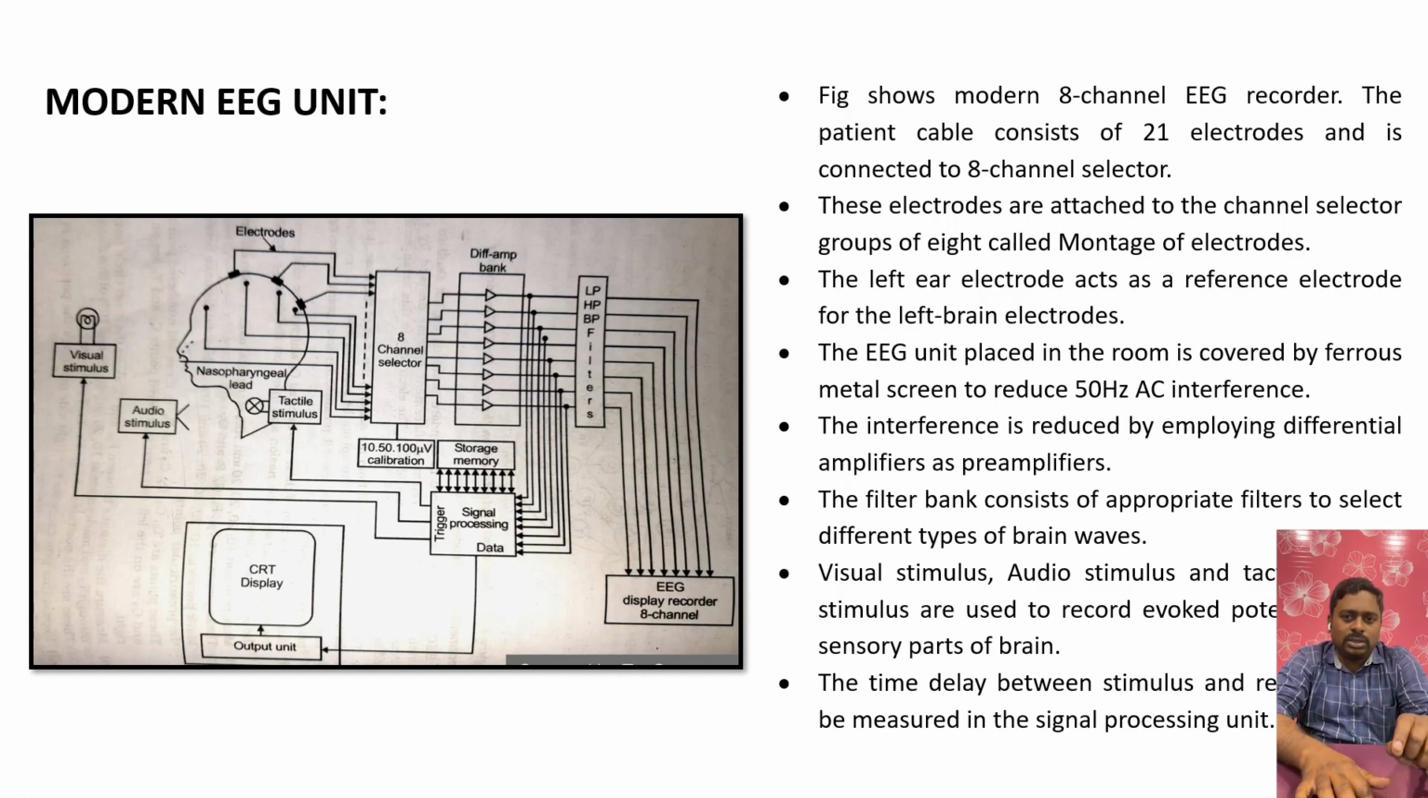The EEG unit is placed in a room covered with a ferrous metal screen to reduce the 50 Hz AC alternating current interference. This interference is also reduced by employing differential amplifiers as preamplifiers. The filter bank consists of appropriate filters to select the different types of brain waves: visual stimulus, audio stimulus, and tactile, which means touch, stimulus, which are used to record evoked potentials from the sensory part of the brain. The time delay between the stimulus and response can be measured in the signal processing unit.